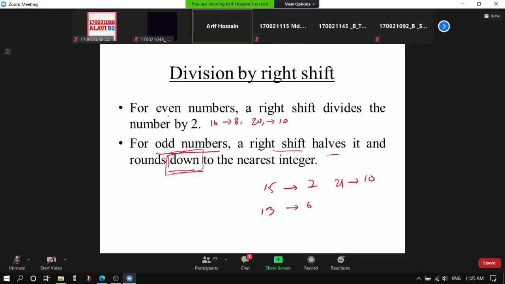If the number is even, the answer is pretty straightforward. But if the number is odd, we do not get a decimal, right? In decimal, we normally do not get. So it will round down to the nearest integer.